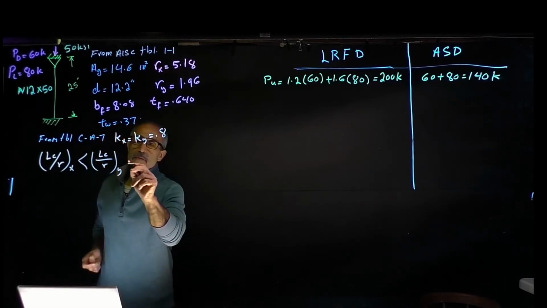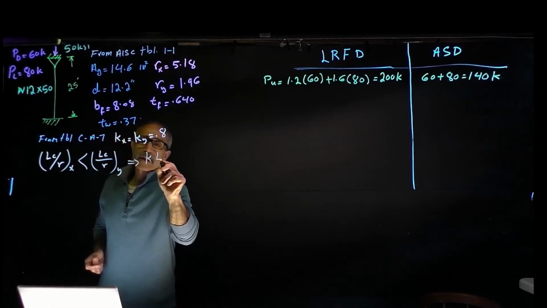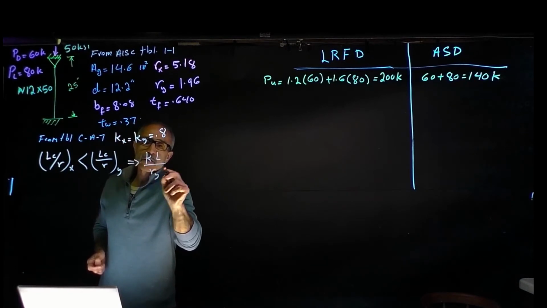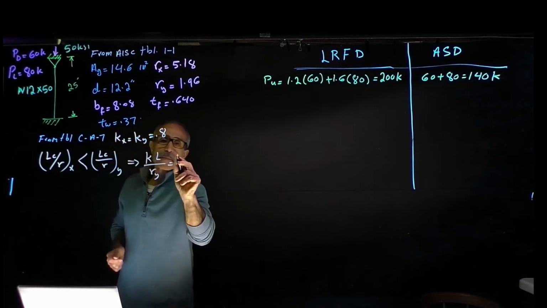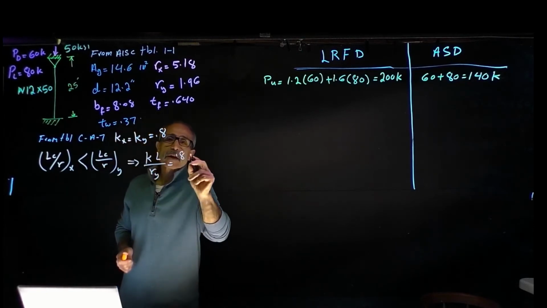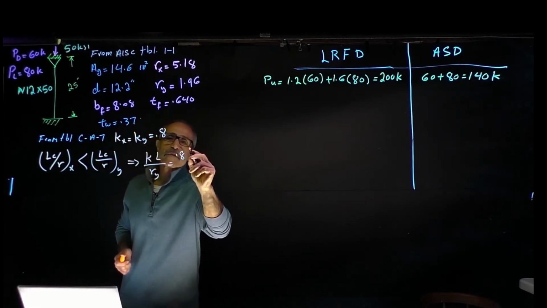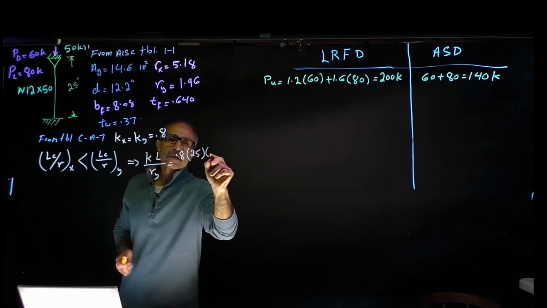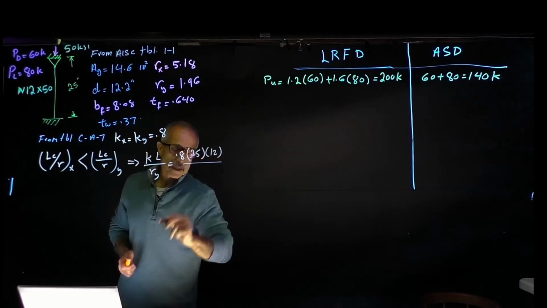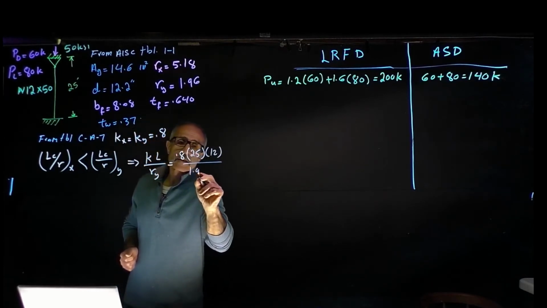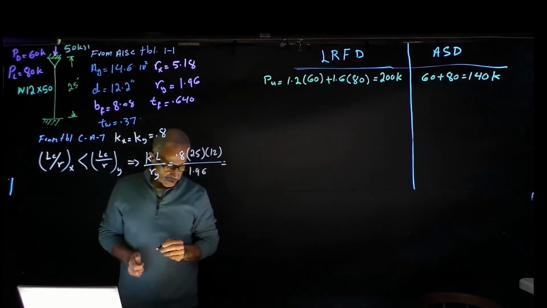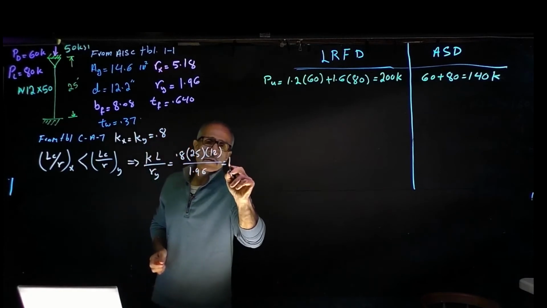Therefore, we have KL divided by ry. Our K came out to be 0.8, and our L is 25 feet. Let's convert that to inches: multiply by 12 and divide that by ry. And ry in this case was 1.96, and that will give me 122.45.